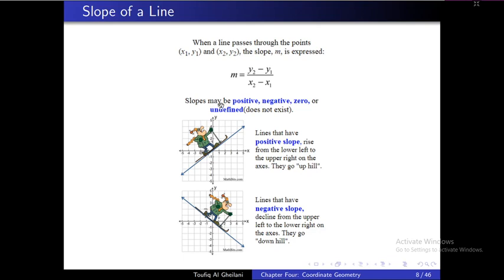The slopes may be positive, negative, zero, or undefined, doesn't exist. So the slope of this line is positive. Lines that have positive slope rise from the lower left to the upper right on the axis. They go uphill. The lines that have negative slope, like this one, decline from the upper left to the lower right on the axis. They go downhill.